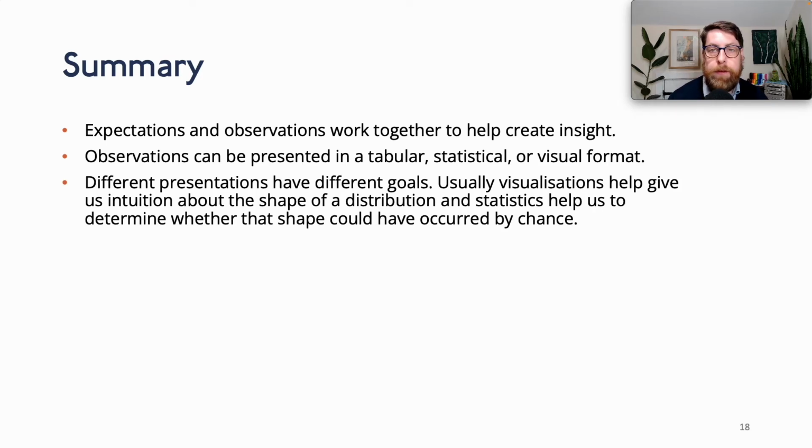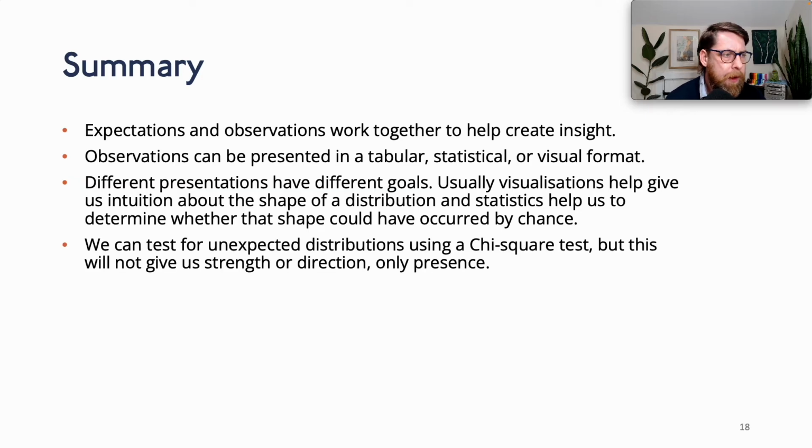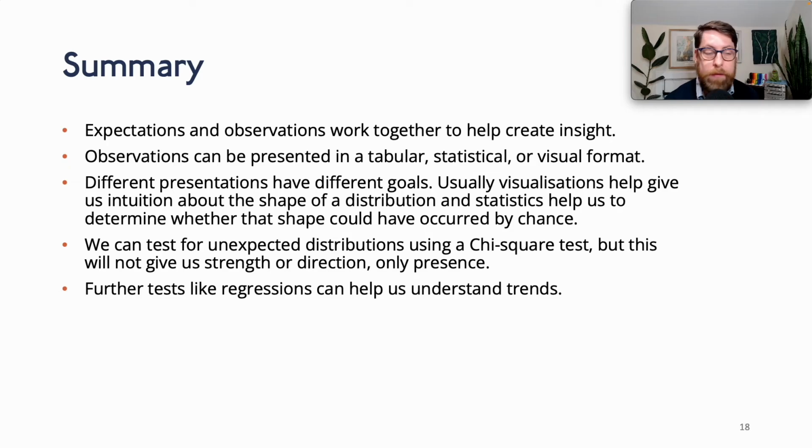Now, different presentations have different goals. Usually visualization gives us an intuition of the shape of a distribution, and statistics help us to determine whether that shape could have occurred by chance. Now, we can test for unexpected distributions using a chi-square test, but this will not really give us a strength or a direction, only the presence of some value that deviates far from the expected value. Further tests like regressions can help us understand trends.